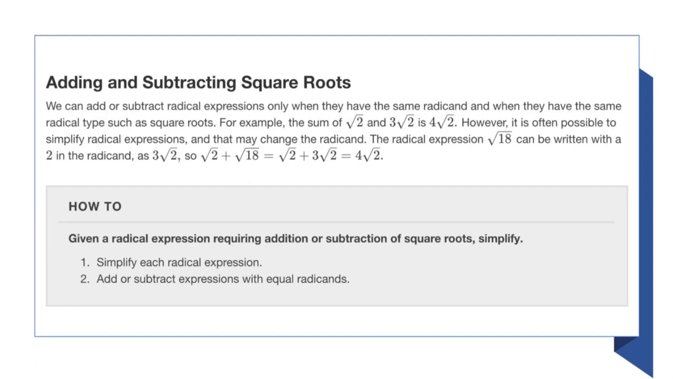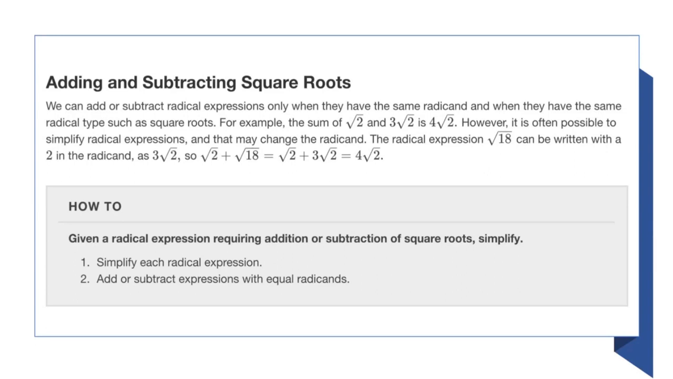It has to be the same radical with the same radicand and the same type of radical, like square root with square root, cube root with cube root, and stuff like that. Long story short, it's combining like terms, right? So for example, the sum of the square root of 2 and 3 times the square root of 2 is going to be 4 times the square root of 2.